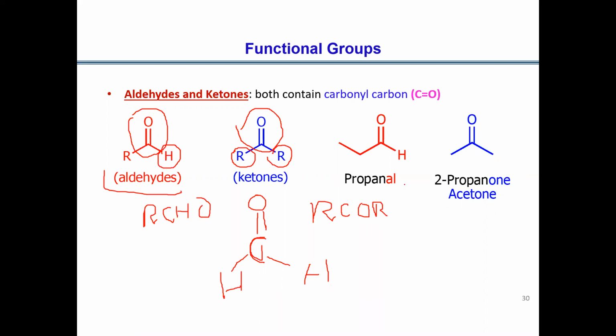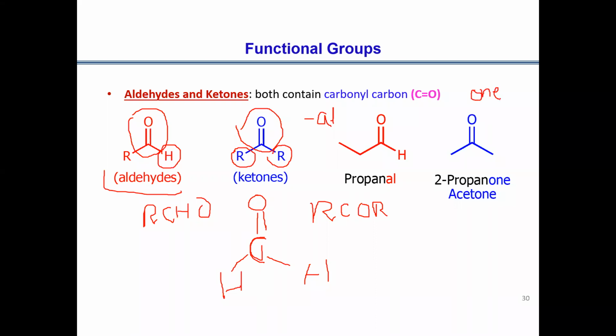Okay. So when it comes to the IUPAC name of aldehydes, we know that we drop the E and we use AL for aldehydes. What do we use for the ketones? ONE, right? Yes, thank you. We drop the last E and we replace it with ONE. This is for the ketones.